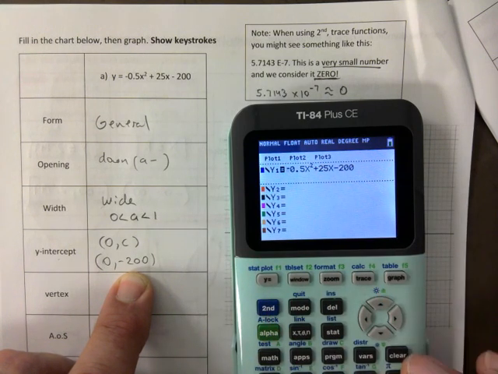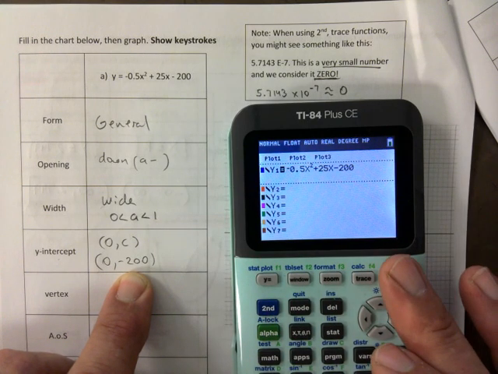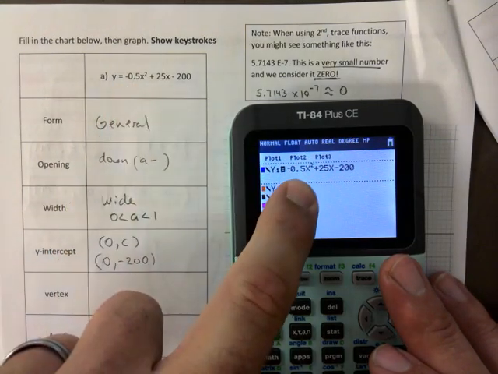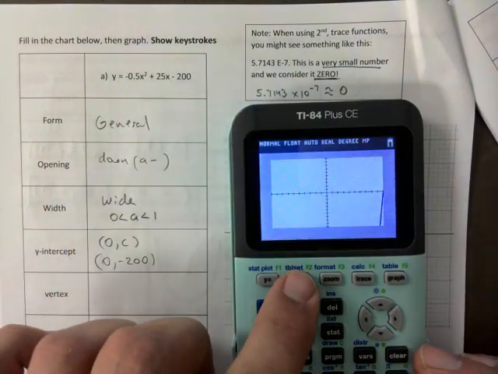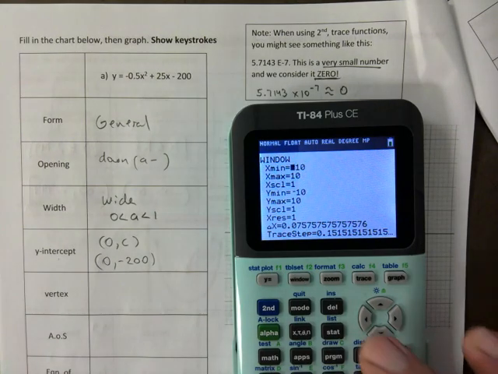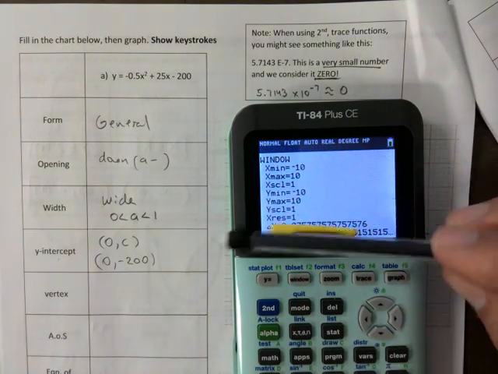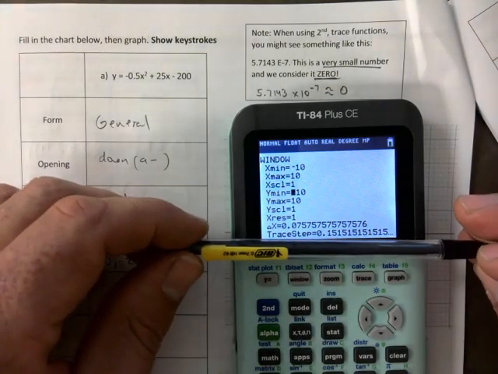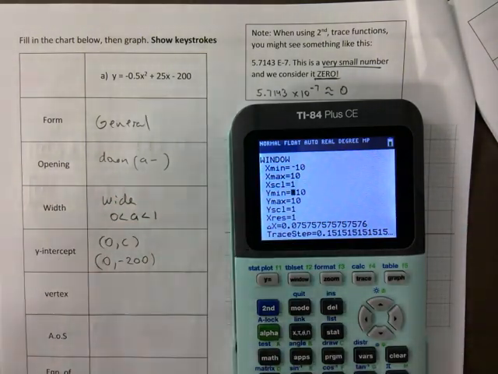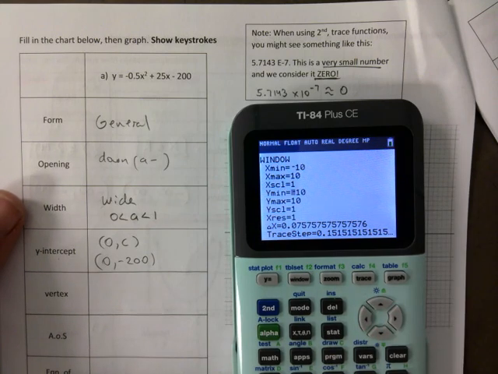Wait, what did I do? Yeah. Just making sure I have the right. We're going to go window, and we're going to change the Y min, like the bottom of our screen, we want to see way more. So would it be smart to go negative 200? Because it's pointing down, right? So we're going to go negative 400.